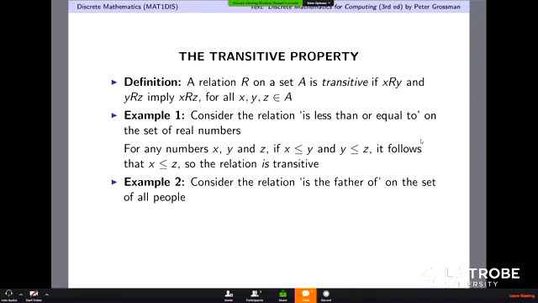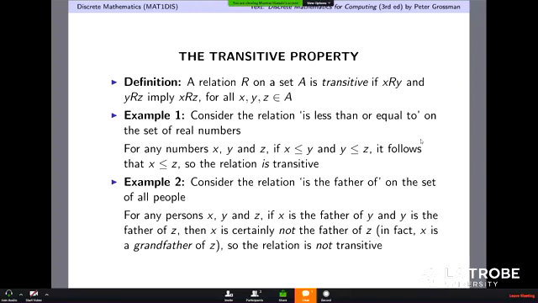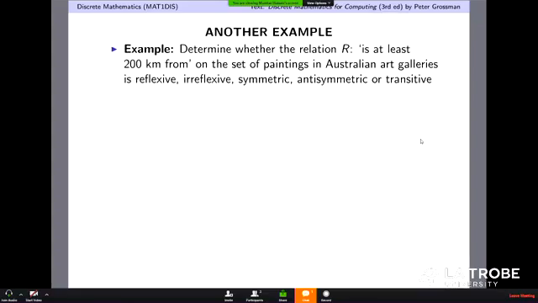I have an example here, is the father of. I had forgotten that. Anyway, another example. Now we are looking at a general example and we're going to see how many properties it satisfies. Determine whether the relation R, is at least 200 kilometers from, on the set of paintings in Australian art galleries, is reflexive, irreflexive, symmetric, antisymmetric, or transitive. So the relation that we're looking at is at least 200 kilometers from.